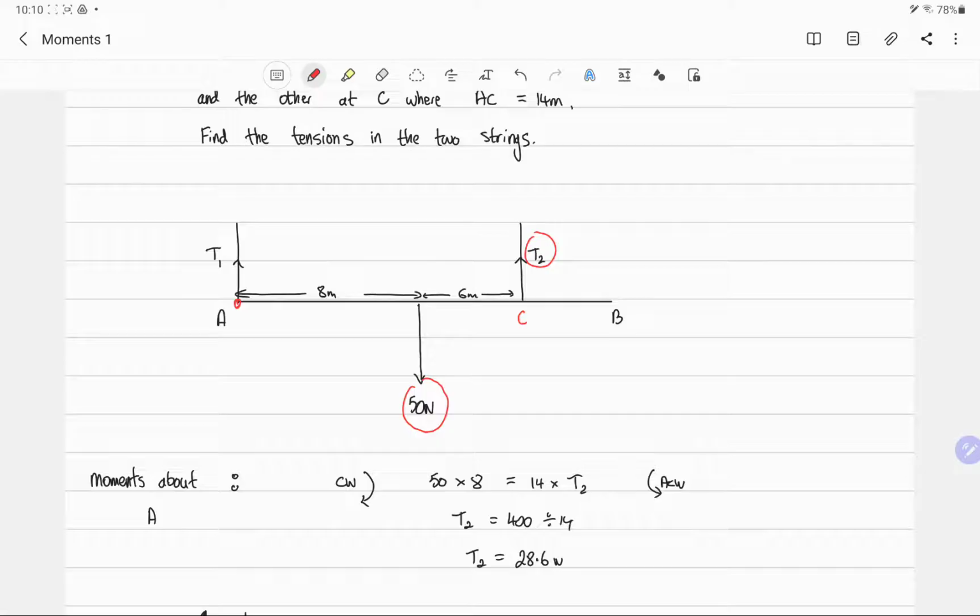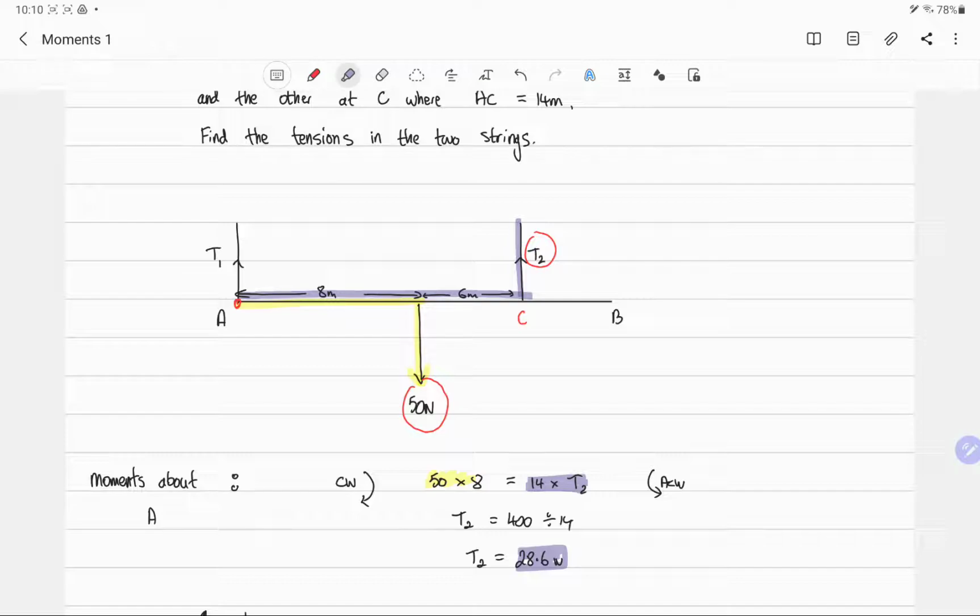So the clockwise moments is this 50 newtons and it acts 8 meters from A. So that's why I have 50 times 8. The anti-clockwise moments is this other tension and it acts 14 meters from A. So that's why I have 14 multiplied by the second tension, T2. So rearranging, you can find the value of the second tension.